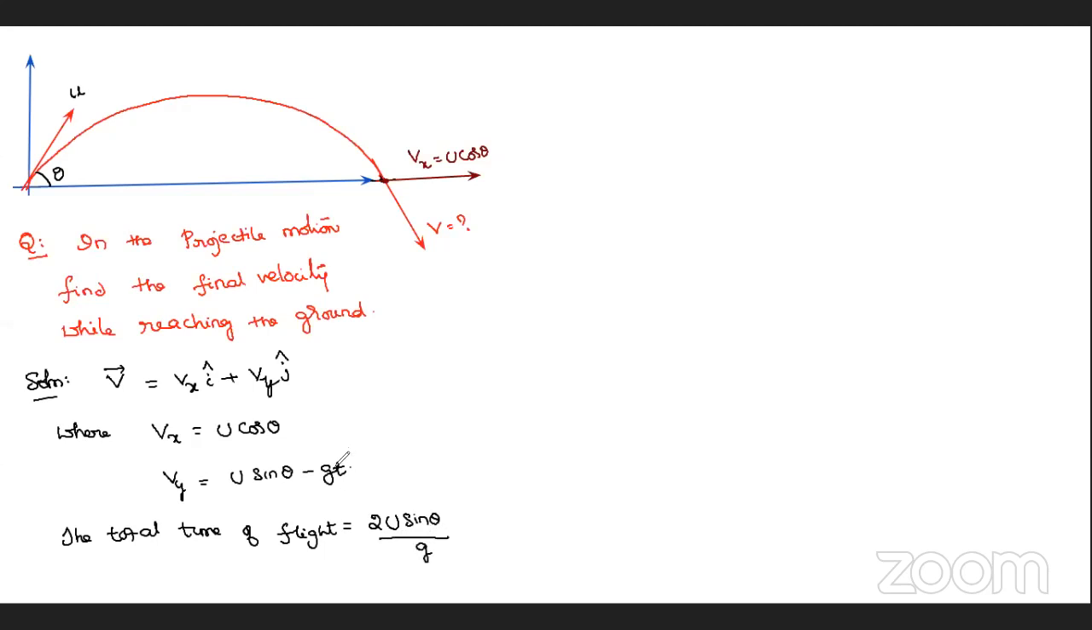Okay. In that time, what will be vy? I am going to find out. Okay, see here. vy equals u sine theta minus g into t.